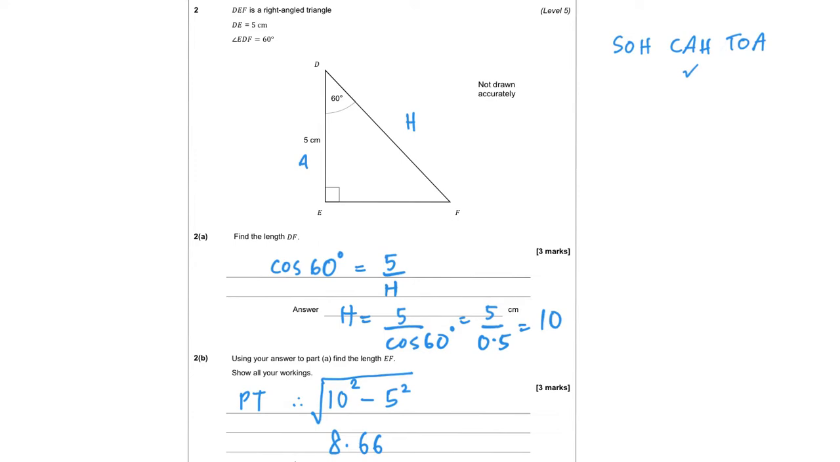Then the next question, use part A to find EF. Now we have the hypotenuse, and we have 5 centimeters here. So for EF we can use Pythagoras theorem, which is 10 squared minus 5 squared, square root of those. We get the length of EF, 8.66.